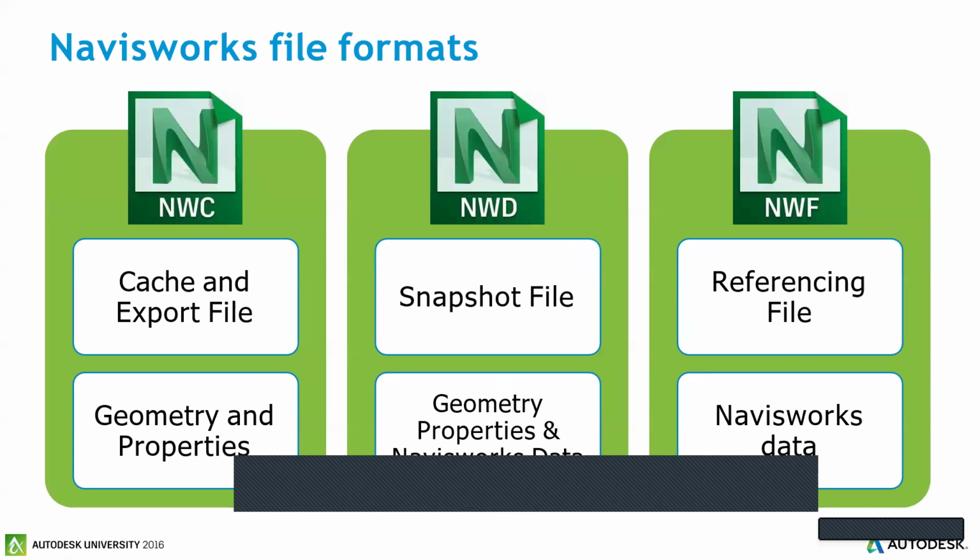Now, this is the most important part: what formats does Naviswork have? Naviswork has three different formats. One is .nwc, the other is .nwf, and the third one is .nwd. So .nwc is the cache file. Cache file means you are going to export the .nwc format file from Revit, right? Cache is basically where you are going to work. These are the files where someone works.